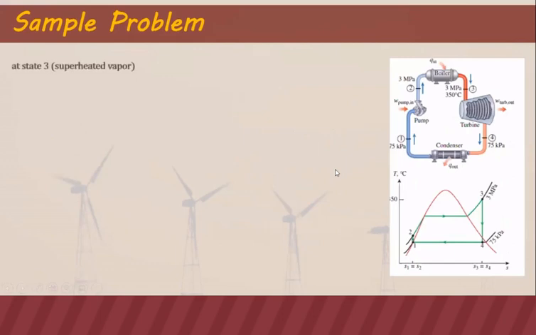So let's go to state 3. As you can see here, state 3, after leaving the boiler, for a simple Rankine cycle, it has to be superheated vapor. You can also verify this using your steam table. You just have to check the saturation temperature at 3 megapascal. If the saturation temperature is less than 350, then it is a superheated vapor. So for this case, this is obviously a superheated vapor at 0.3. So we will use this idea to compute the enthalpy at 0.3.